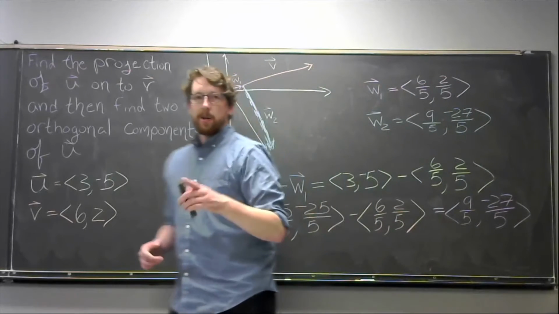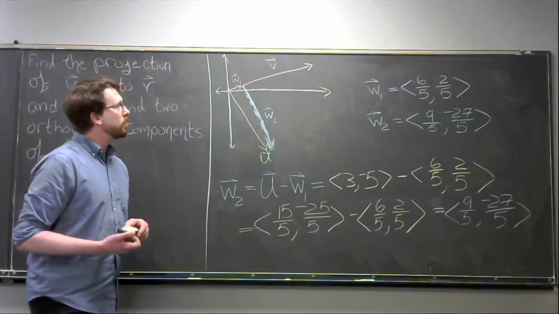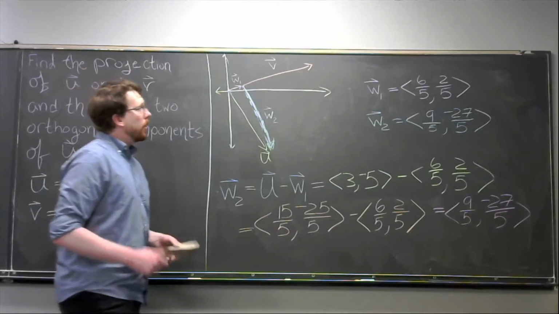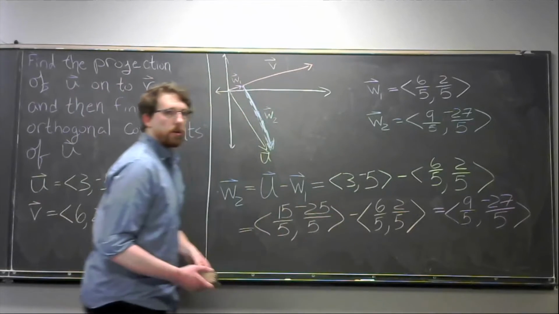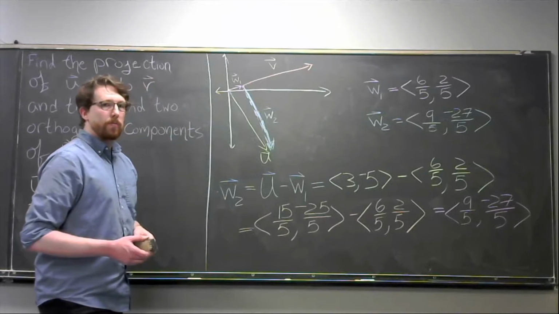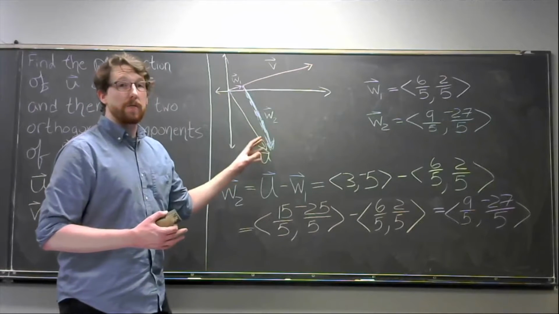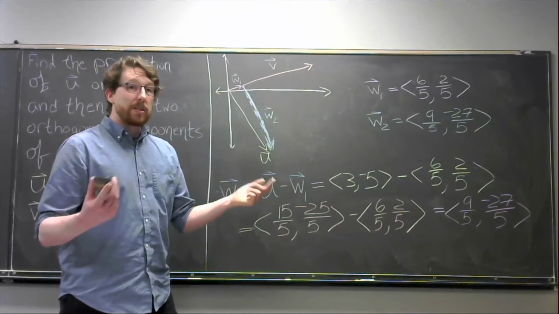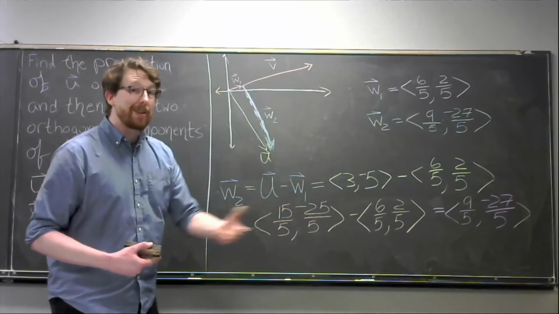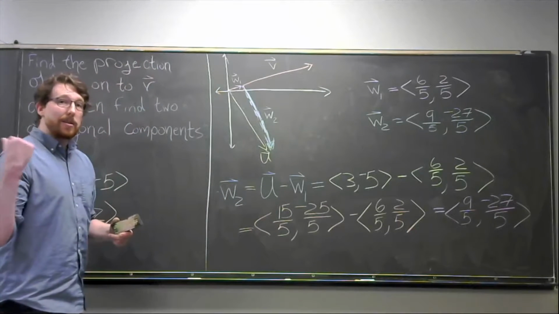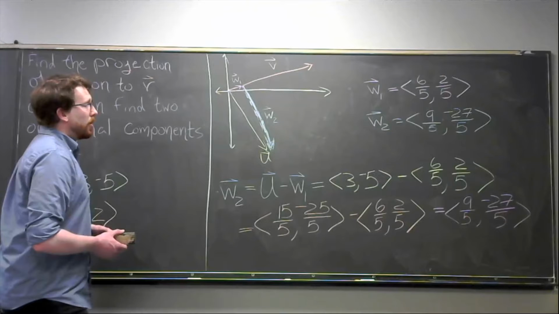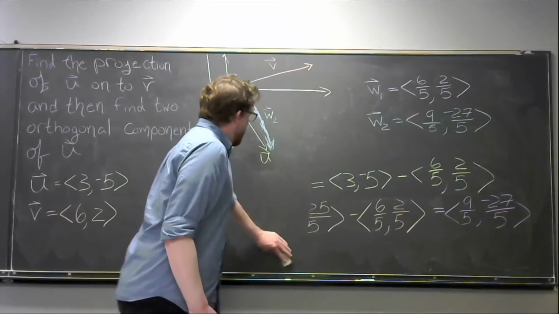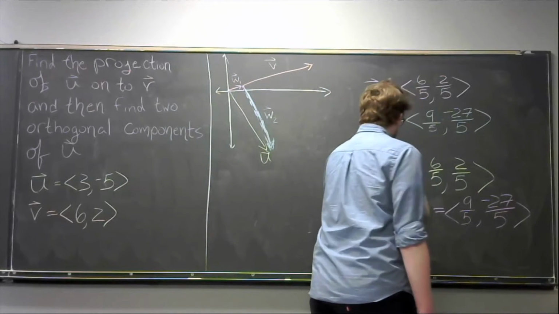All right, now let's say I ask you to verify that W1 and W2 are orthogonal. How are you going to do that? You're going to take the dot product of the two and see if it's equal to 0. If the dot product of two vectors is equal to 0, remember that means they're orthogonal, right? Again, that was the last lecture. So let's do that really quick. Let's make sure that W1 and W2 are orthogonal.